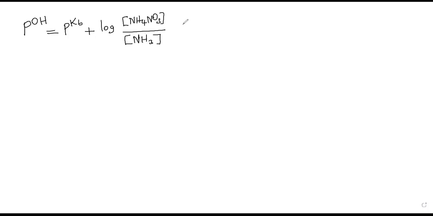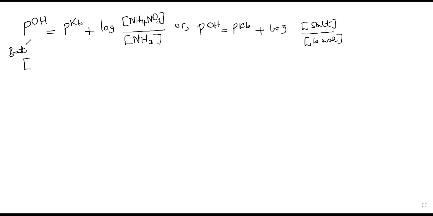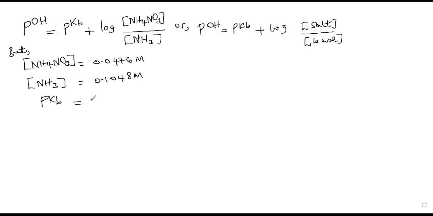So in simple terms, one can see that pOH is equals to pKb plus logarithm of salt concentration over concentration of base. But from our previous steps, we saw that the concentration of ammonium nitrate was equaling to 0.0476 molar. And we saw that the concentration of ammonia solution was equaling to 0.1048 molar, and they gave us our pKb, direct pKb, as 4.74.